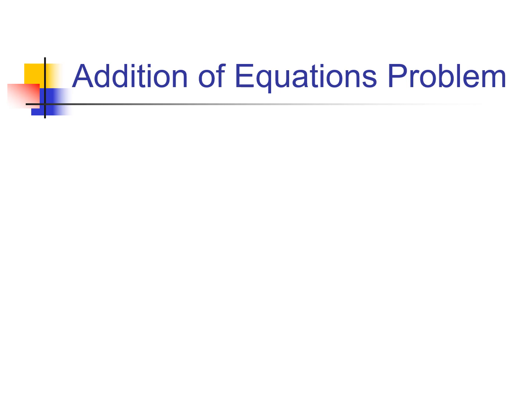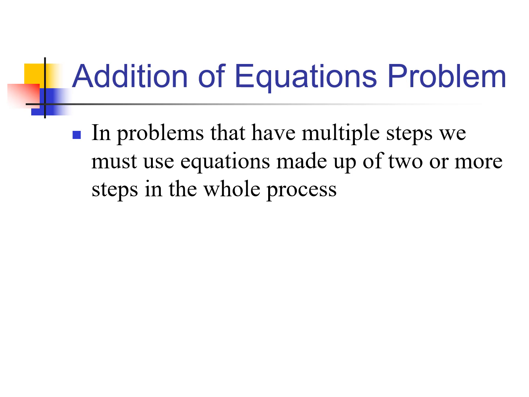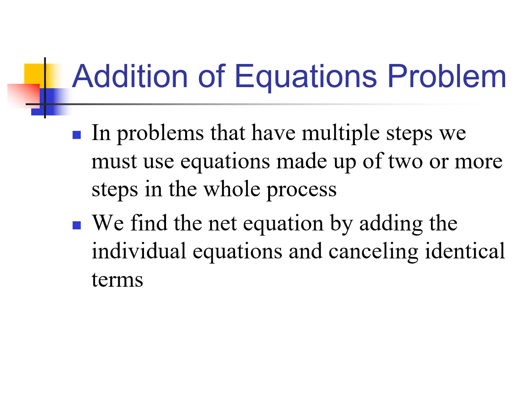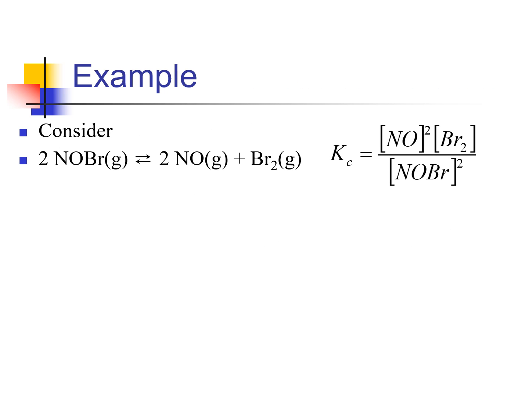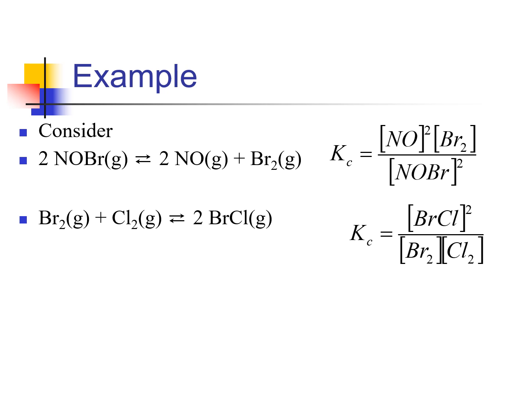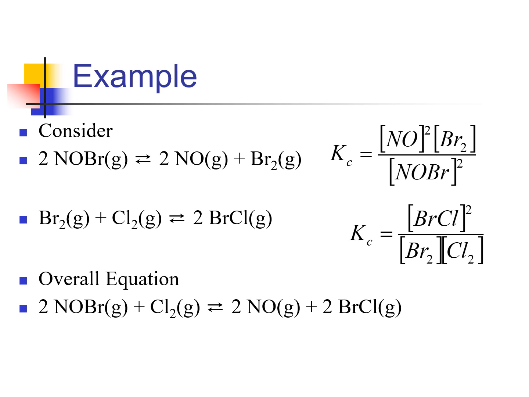Now we can also add equations together, just like we did with the reaction mechanisms. So again, if they have multiple steps, we can use equations made up of 2 or more steps. And again, we find the total equation by adding the individual equations, canceling out identical terms on either side. So here's an example. So we have this, we have its equilibrium constant expression, we have this, we have its equilibrium constant expression. And now the overall equation is this, because you can see the Br2 got canceled, leaving us with everything else. So I'm adding the 2 equations together.